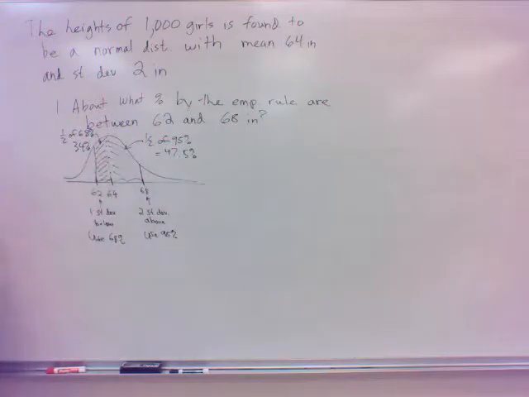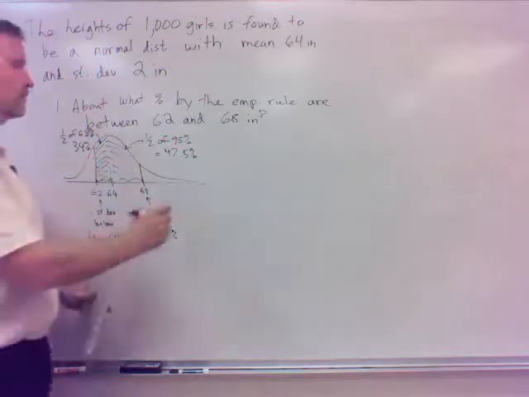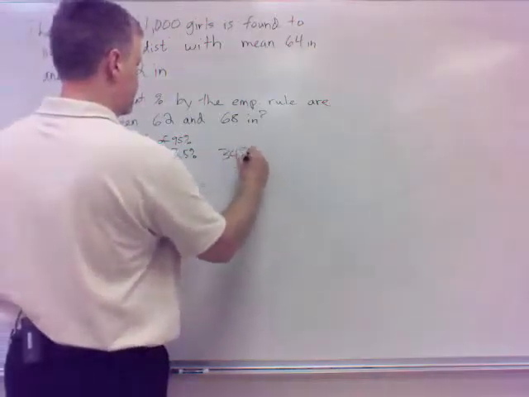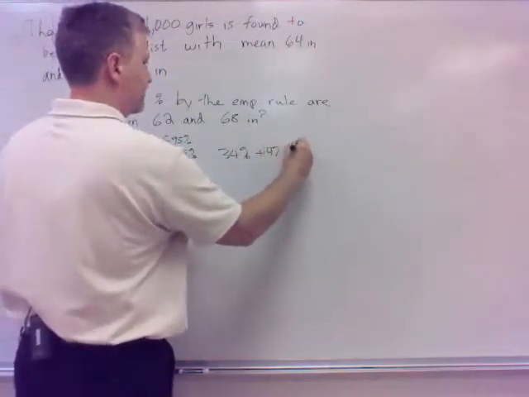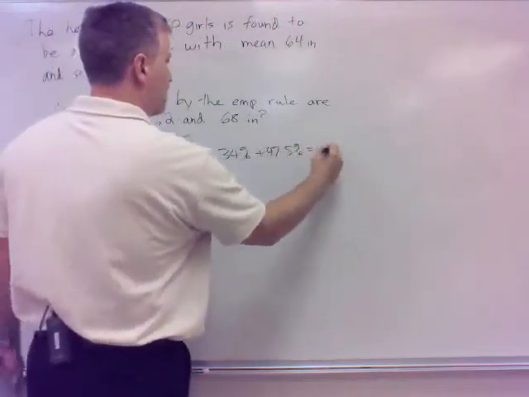Now, what's the final answer? I've got 34% here and 47.5 here. The final answer would be those added together: 34 plus 47.5, 81.5%.